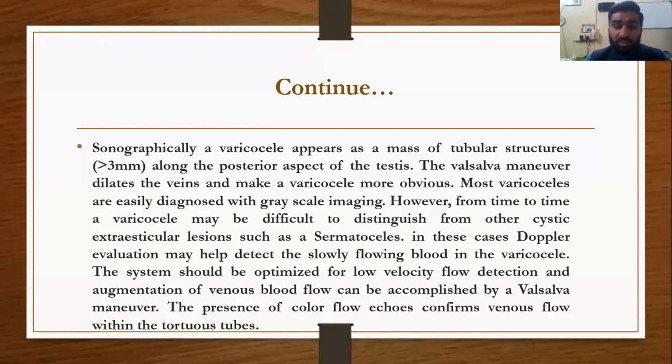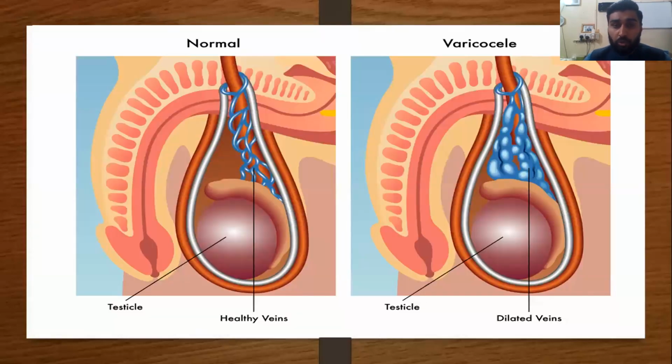In these cases, Doppler evaluation may help to detect the slowly flowing blood in the varicocele. The system should be optimized for low velocity flow detection and augmentation of the venous blood flow, and it can be accomplished by a Valsalva maneuver. The presence of color flow echoes confirms venous flow within the tortuous tubes. It's better to scan the patient in a standing position.